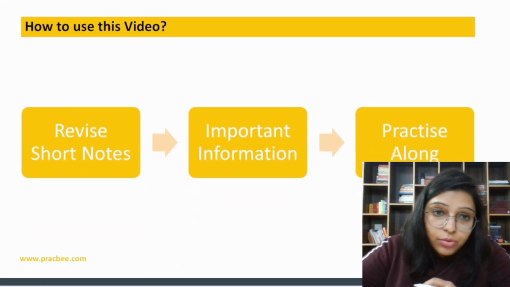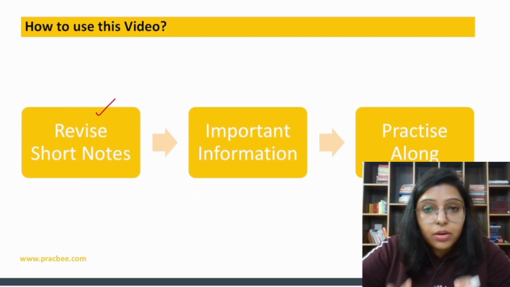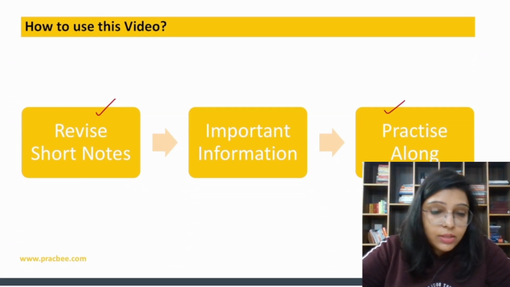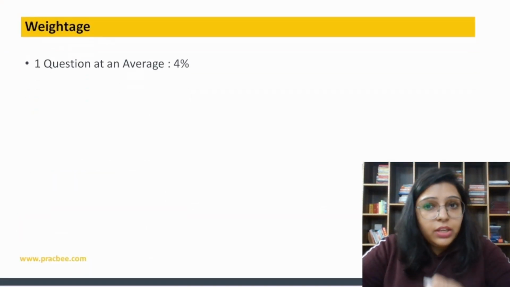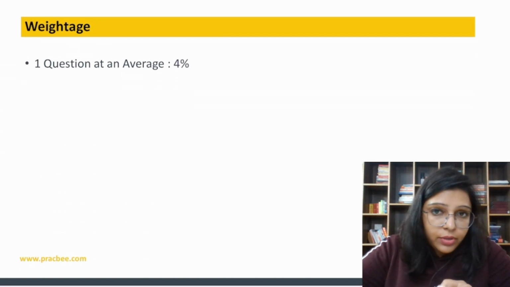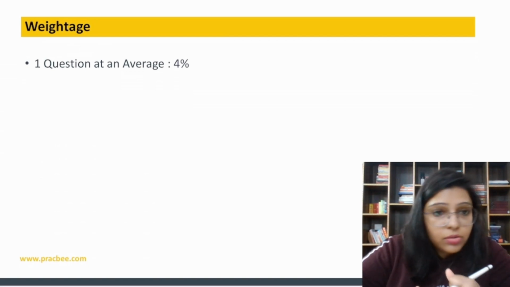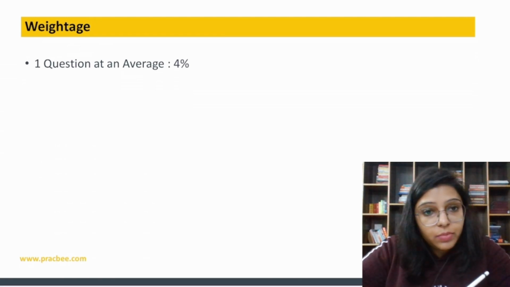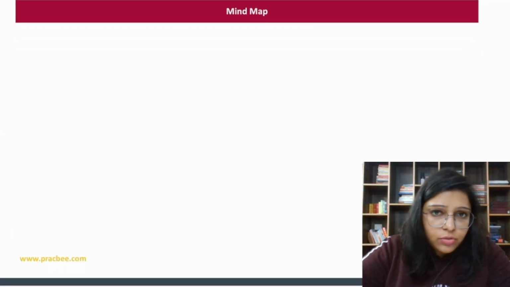So how to use this video? Revise your short notes, write down all the information on a piece of paper, and then you can start doing the practice. If we talk about the weightage, one question is going to come on average. In some sets, you can find two or more questions because there are so many questions which can be done on the basis of GOC concepts. If you know GOC very well, and the concepts of reaction mechanism very well, you can do the questions of amines.